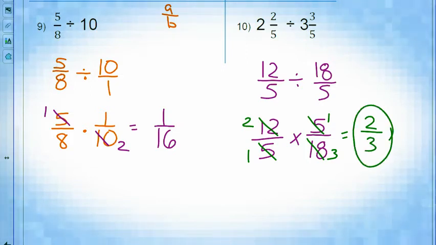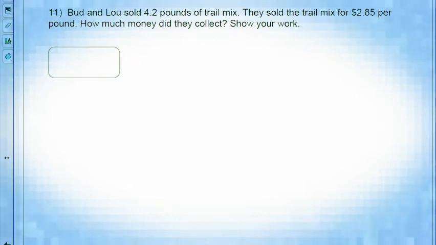All right, we're on to our first word problem. Bud and Lou, of Lou Abbott and Costello fame, sold 4.2 pounds of trail mix, and they sold the trail mix for $2.85 per pound. How much money did they collect? Now, some people were wondering what they should do for this, which operation. We've done adding, we've done subtracting, multiplying, and dividing, so how do we choose?